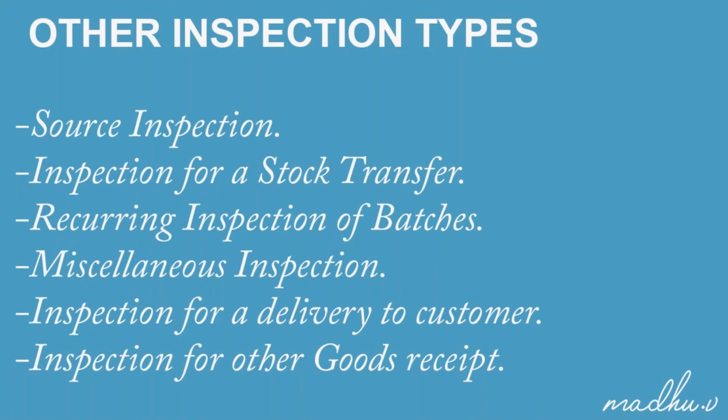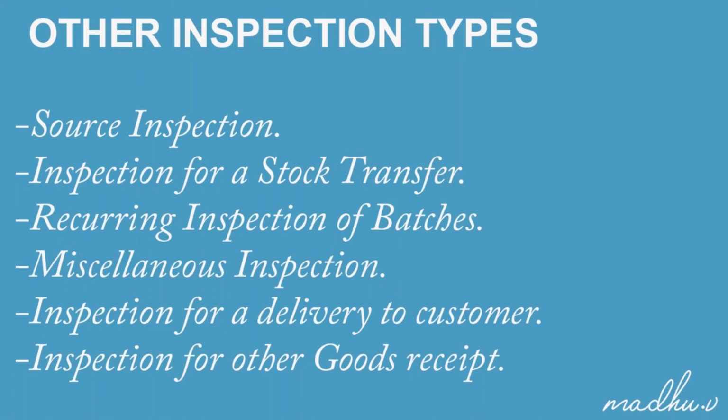So source inspection: just imagine it. In raw material inspection, in the first scenario, the raw material purchase order is created and then goes to the vendor. The vendor will look at the purchase order, send the raw materials to the plant, and the department will receive them.